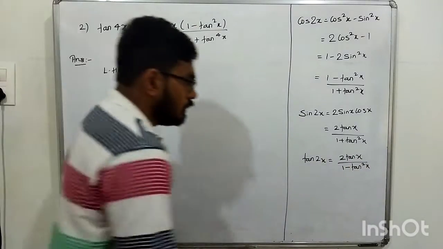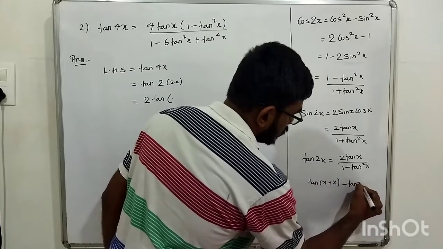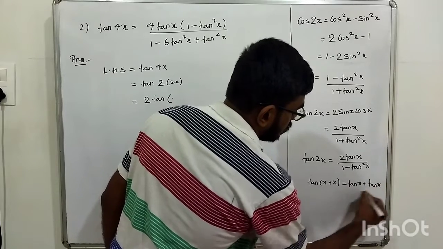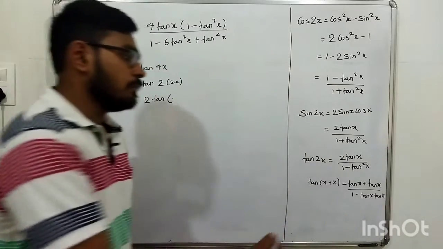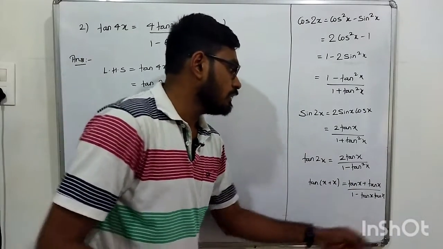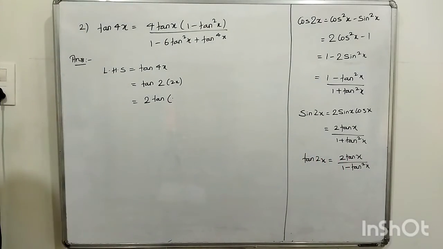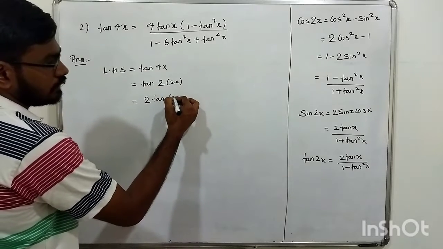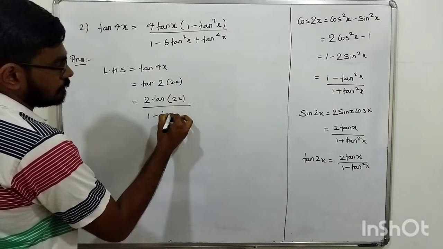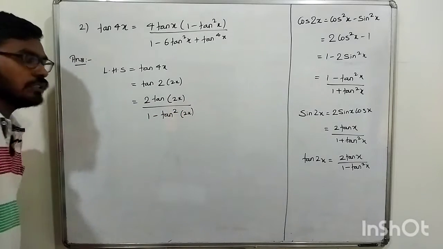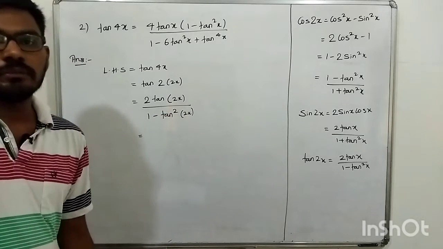Okay, how did this come? Tan of x plus x. Tan of x plus y is tan x plus tan y upon 1 minus tan x tan y. Correct? That is the tan of x plus y formula. So tan x plus tan x is 2 tan x, upon 1 minus tan square x. Correct? So we get like this: 2 tan 2x upon 1 minus tan square 2x.